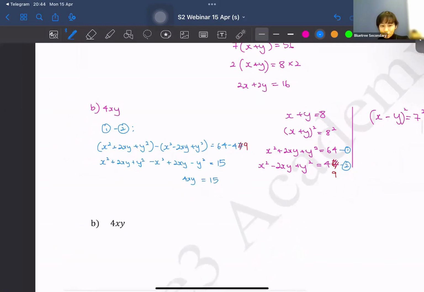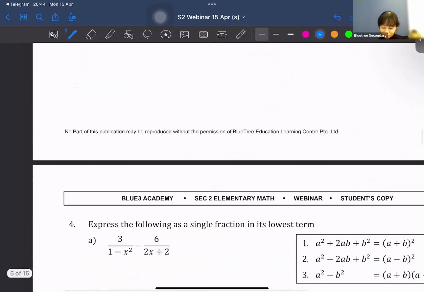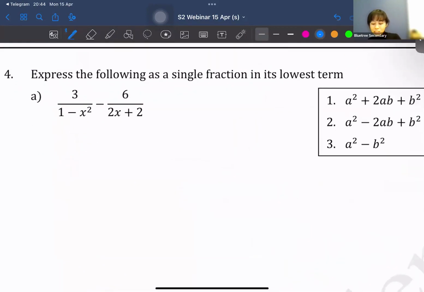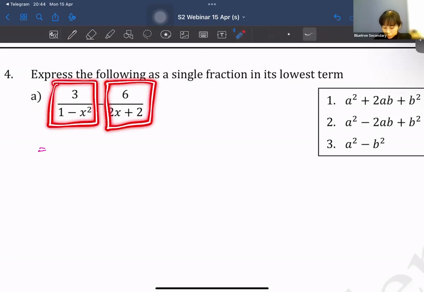Okay, I'm going to move on to the next question, where we need to combine two different fractions into a single fraction in its lowest term. In its lowest term just means you need to simplify. So whenever you need to combine fractions together, you always need to factorize your denominators first so that you can identify which are your repeated factors. So I need to factorize my first fraction's denominator and second fraction's denominator.